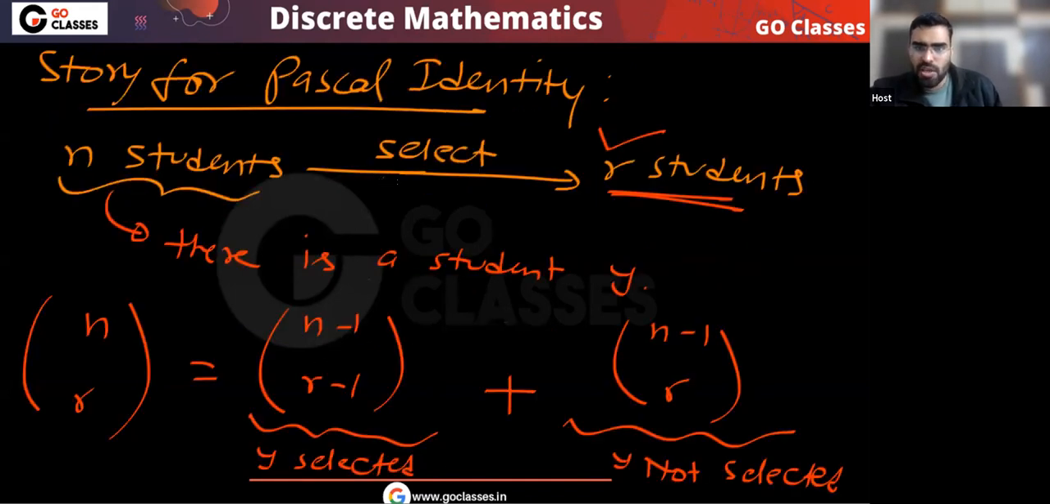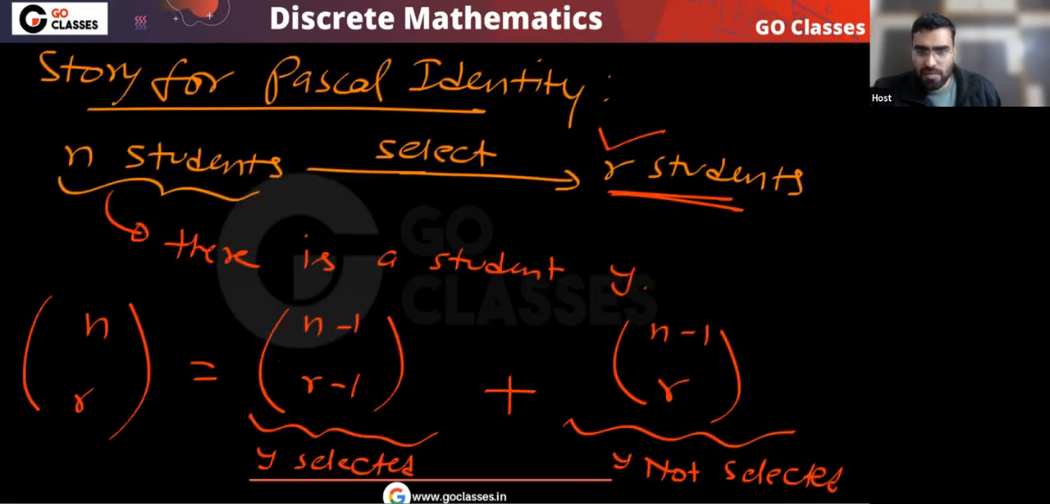So you have any student, you want to select R students. There is a student Y, either it is selected or it is not selected. If it is selected, then from the remaining students, you want to select R minus 1. If it is not selected, then from the remaining students, you want to select R. So this is how you can remember this Pascal identity. Yes or no?